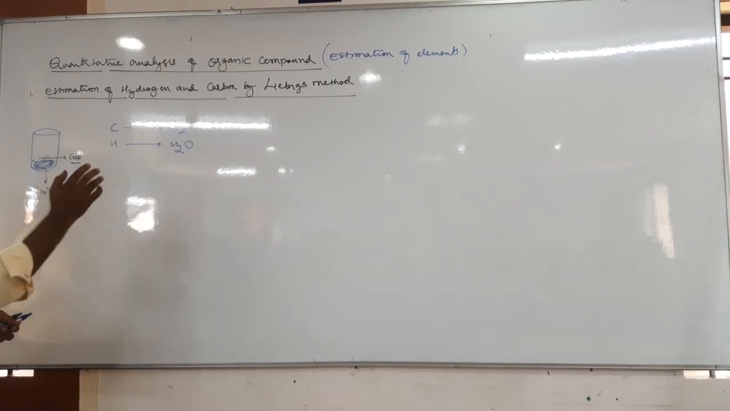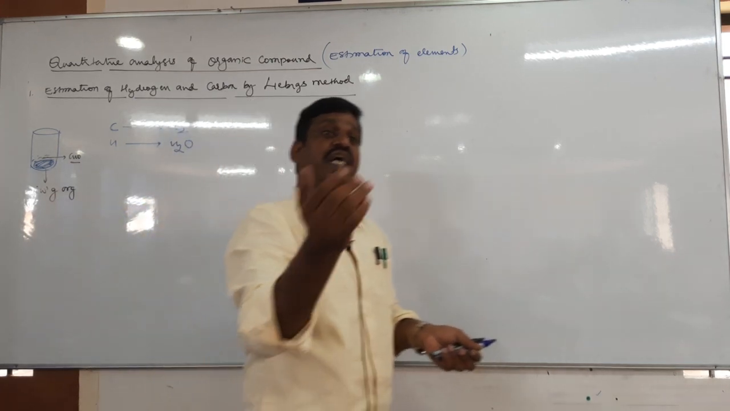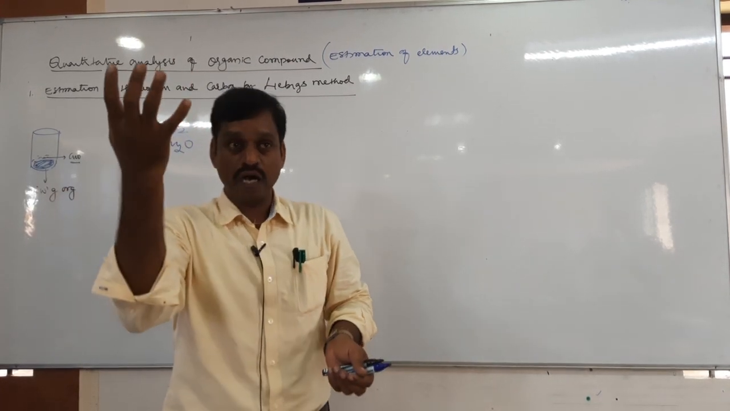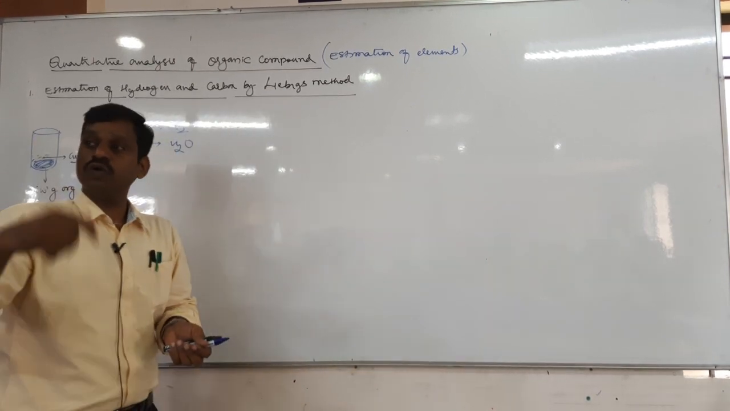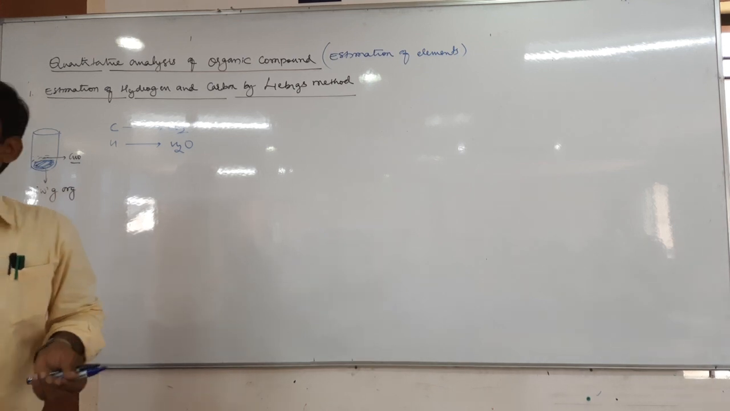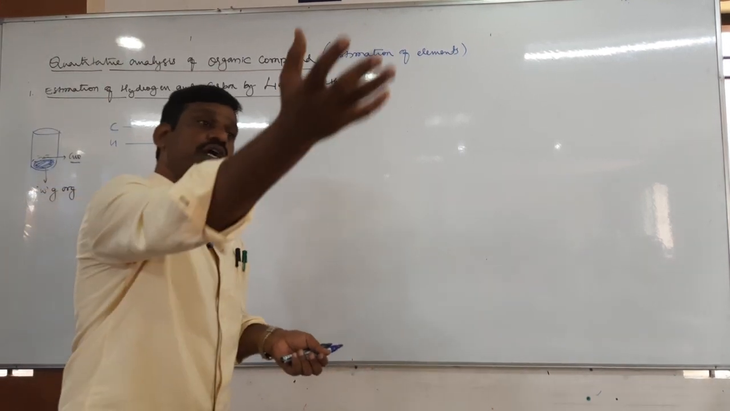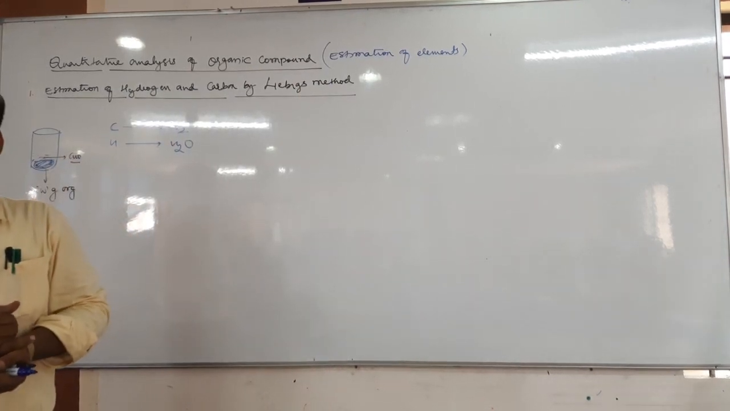Then how do you identify the mass of the water? The water is allowed to pass over anhydrous calcium chloride. Calcium chloride has more affinity towards water and completely absorbs it. By absorbing H2O, the weight of the calcium chloride increases. The increase in weight of the calcium chloride is nothing but the weight of the water formed.